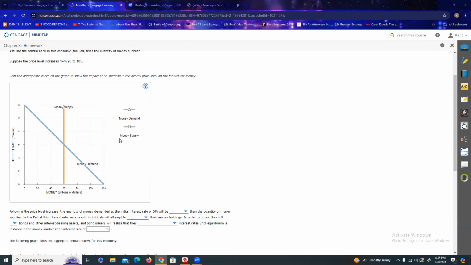And so what happens is the demand for money shifts to the right in response to a higher price level. We simply need to hold more money to make purchases because things are more expensive.